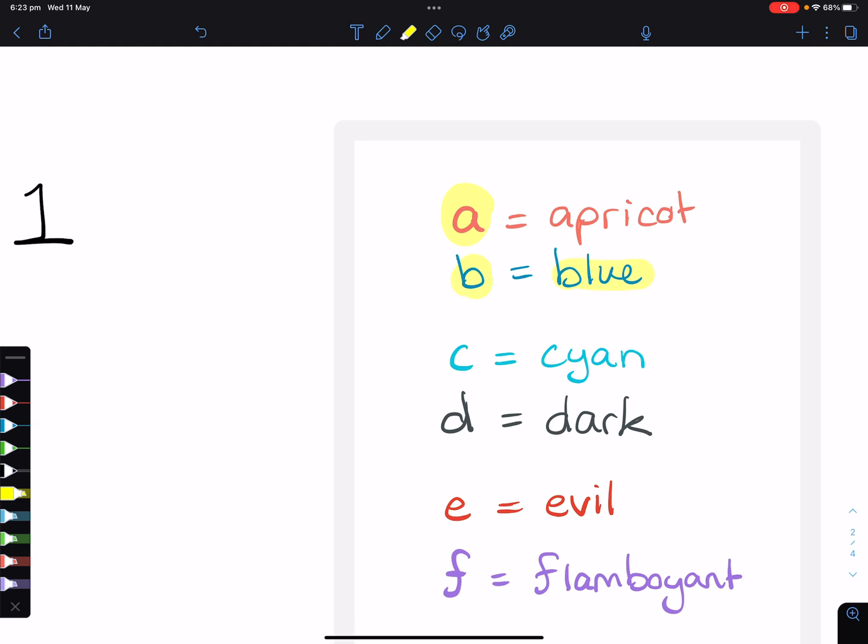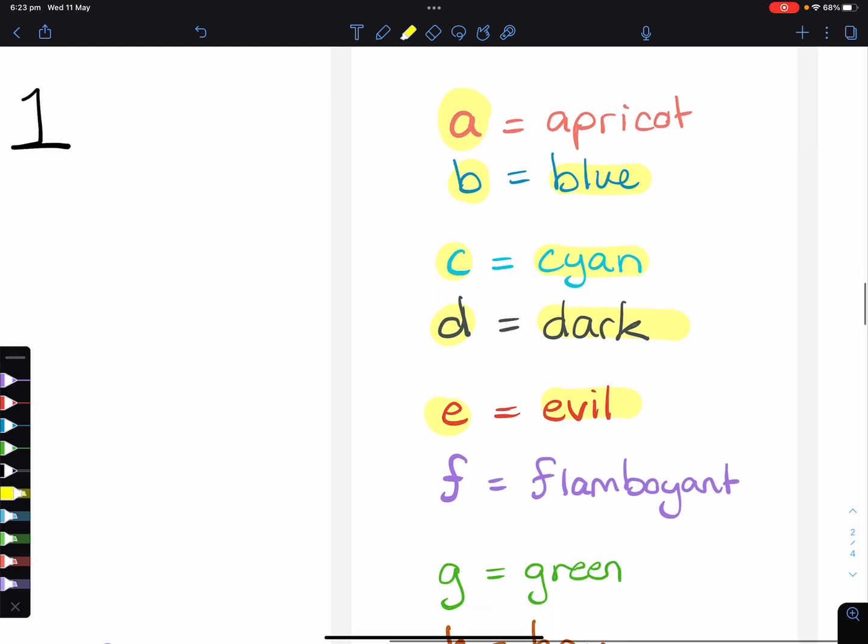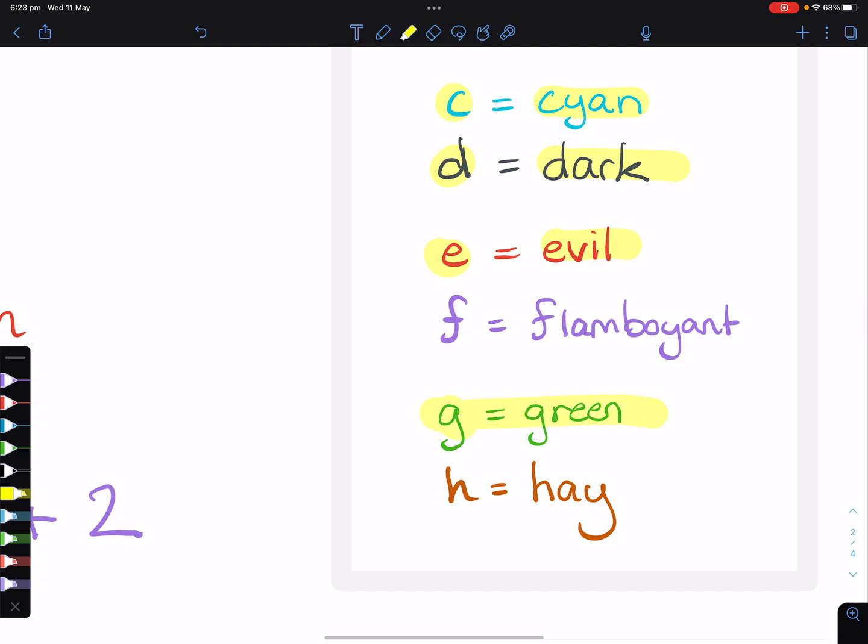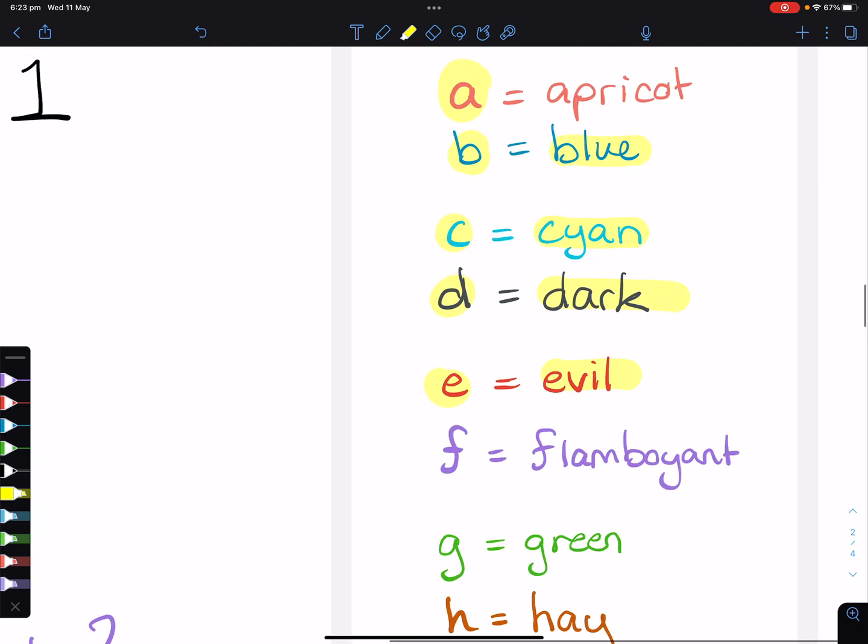I don't care. C can mean cyan, D for dark, E for... okay, look, it does fall apart around here because I couldn't think of any colors. But then we get back to G for green, and then H for, oh goodness, I was thinking like a haystack, so like a bit of a brownish color. But it might be enough to get you going to figure out what groups together nicely.